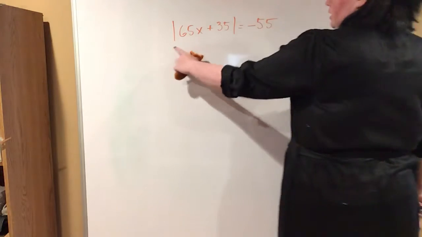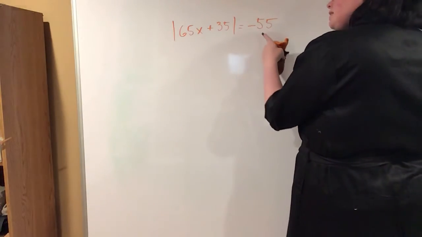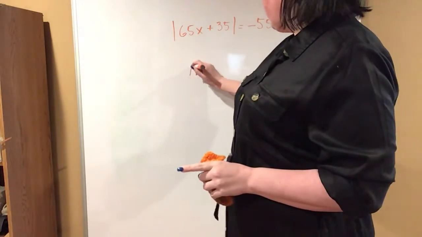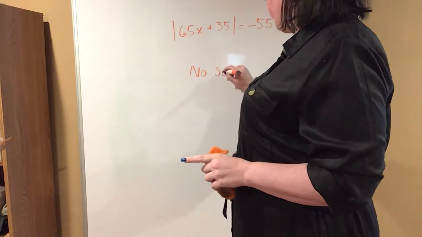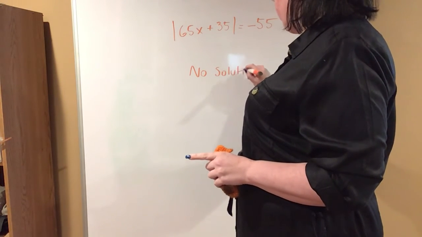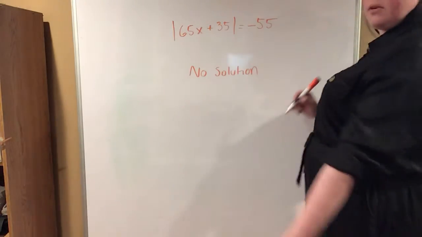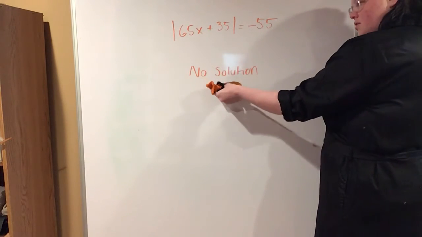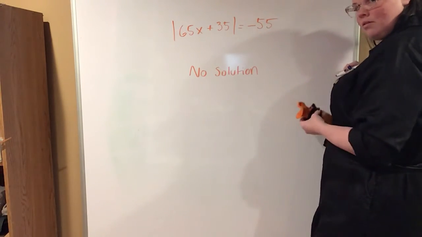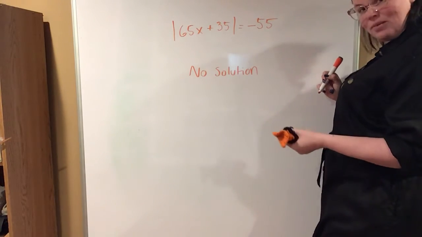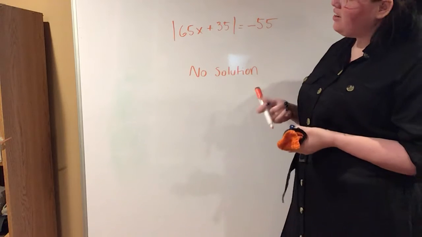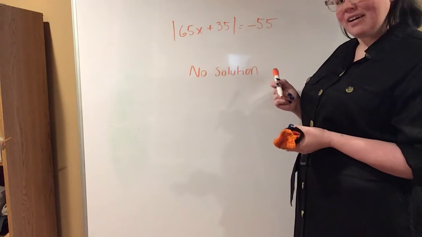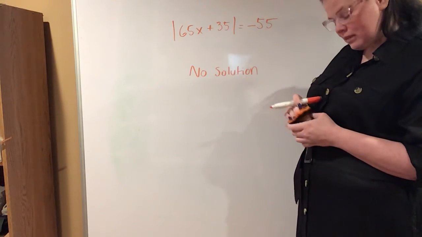If you see something like this, and it says minus 55, guess what? No solution. Don't try to solve this. It's no solution. It's negative. You can't solve that. Trust me, I tried once, and I just sat there, stared at the board, kept going, and was like, this is not going to work. And the kids stared at me like, what are you doing?